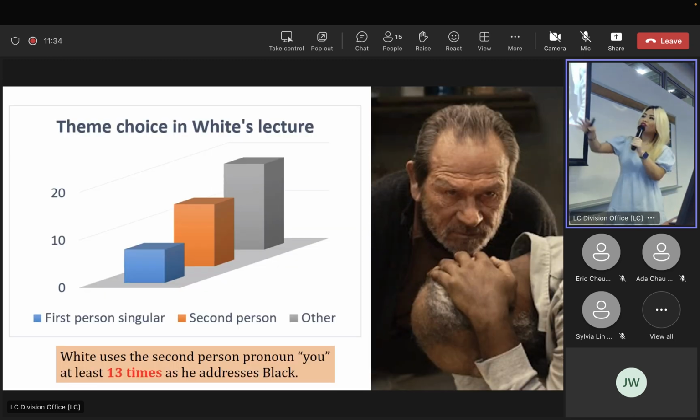Before I show you, I also want to point out that White uses a lot of the second person pronoun you, at least 13 times, to address Black. So basically it's like a lecturer trying to scold a pupil. He wants to use you to address Black.